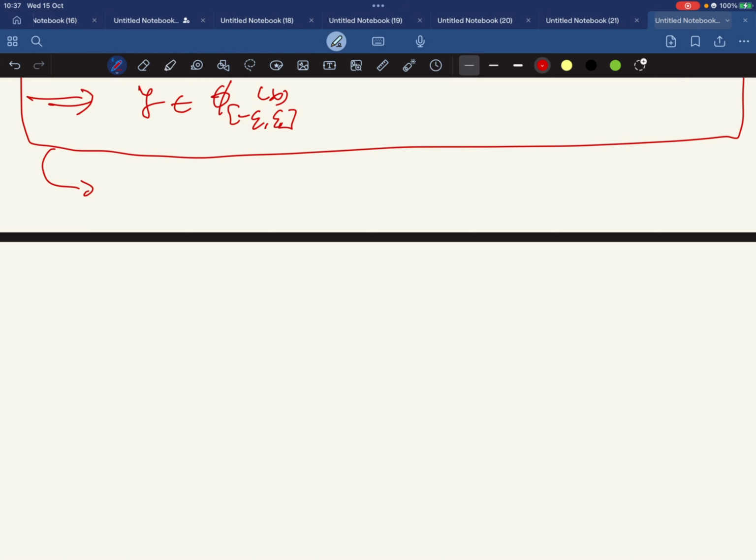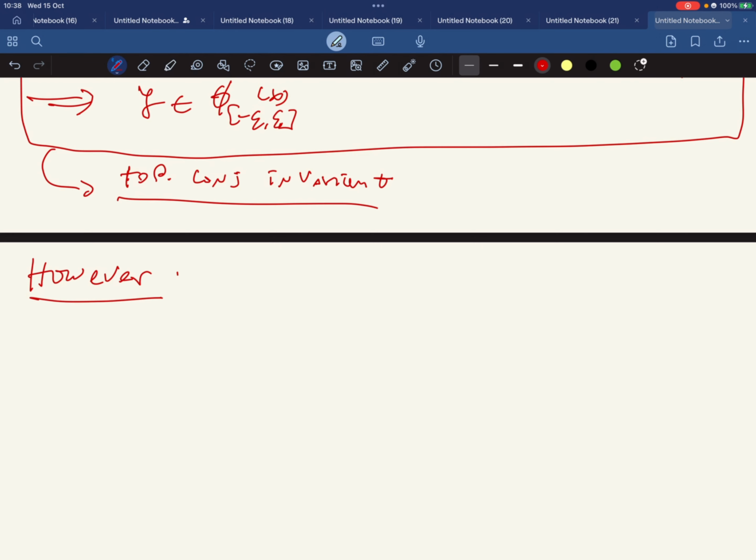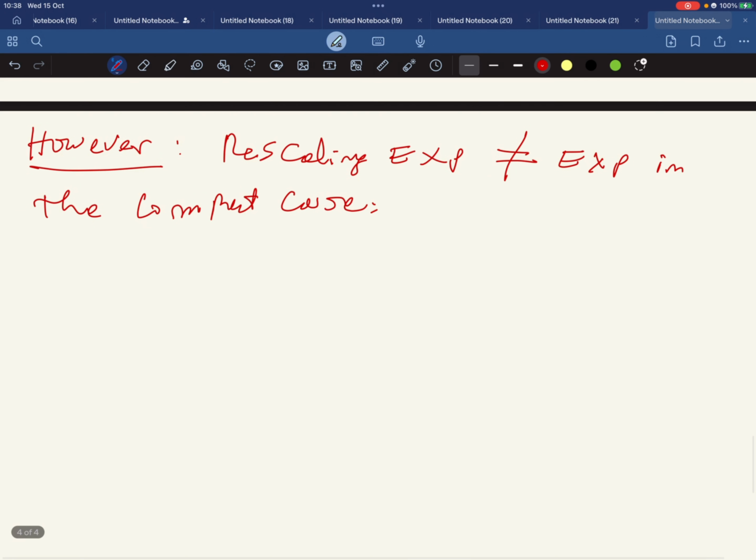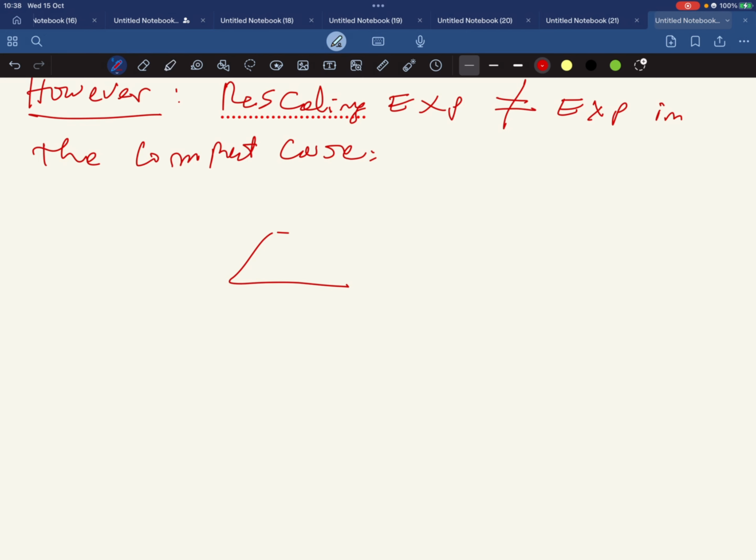Those authors proved that this is topological conjugacy invariant. However, rescaling expansivity is not equal to expansivity in the compact case. Why? The example is the Lorenz attractor.